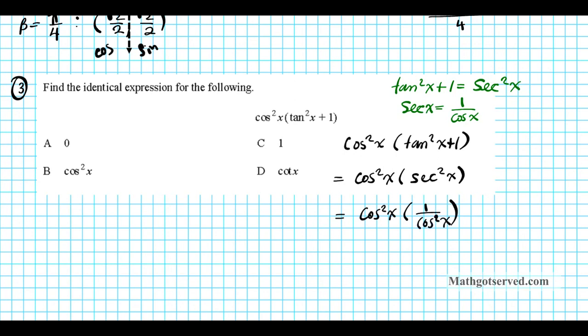Now you notice that I can reduce this, divide by cosine square x, and these two cosine square x cancel out, and our final answer is 1. We can see that option C is our correct solution.